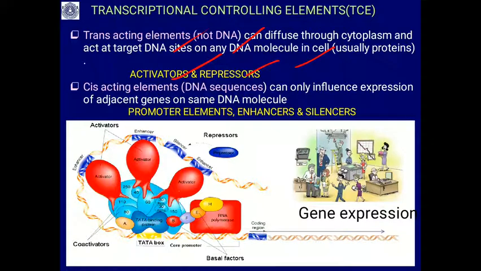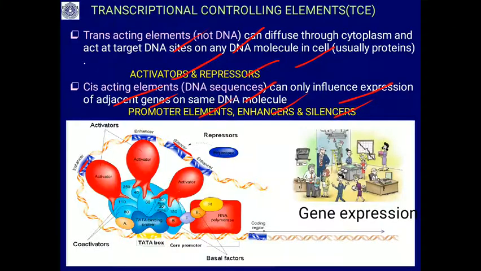Then cis-acting elements are nothing but DNA sequences themselves. They can only influence the expression of adjacent genes. You will find promoter elements, enhancers, silencers, all of which are part of the DNA itself. They influence the transcription, and they are cis-acting elements.